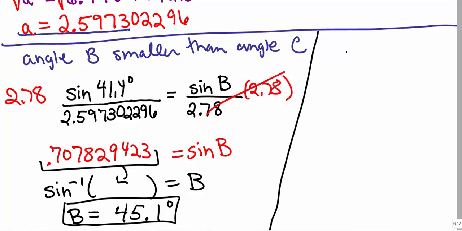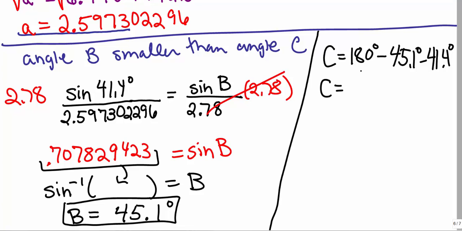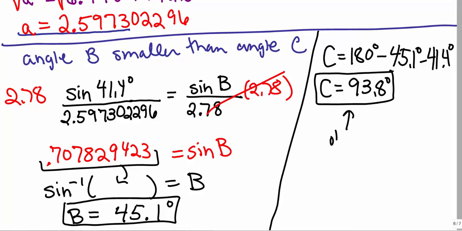Now that we know two angles, then solving for that last angle, solving for angle C, we are going to subtract from 180. So 180, we're going to subtract angle B and subtract angle A, which was 41.4 degrees. So we get that angle C is 93.8 degrees. And notice that this is an obtuse angle, and we avoided any confusion by solving for the smaller angle first.